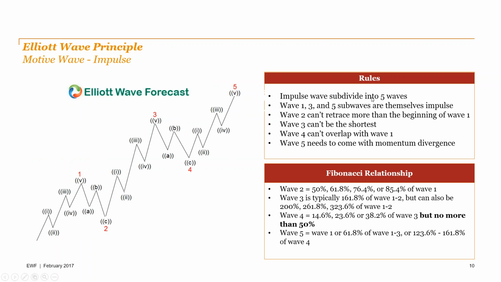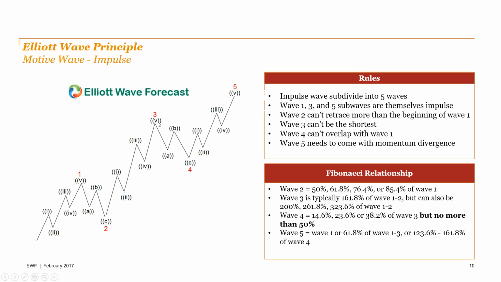So an impulse wave subdivides into 5 waves. Wave 1, 3, and 5 subwaves are themselves impulses. So you can see waves 1, 3, and 5 are themselves subdivided into impulses. Wave 2 cannot retrace more than the beginning of wave 1. Wave 3 cannot be the shortest wave in the impulse.